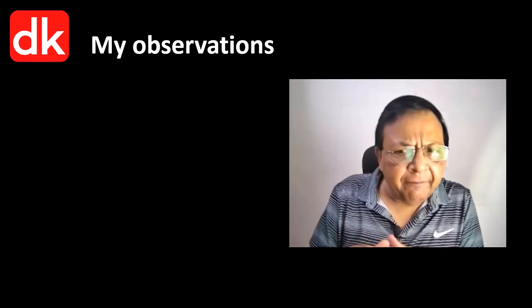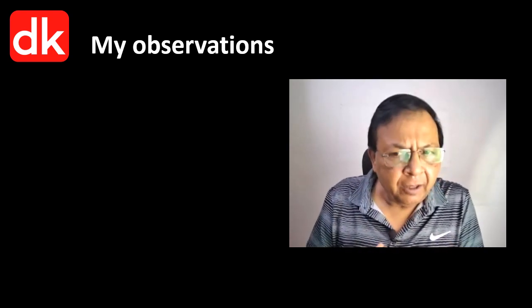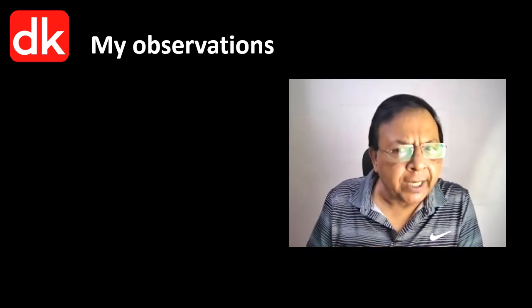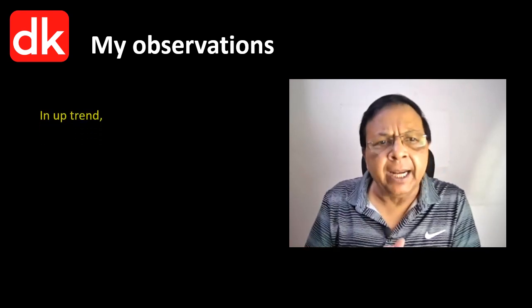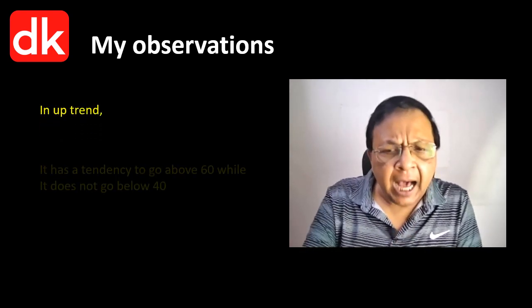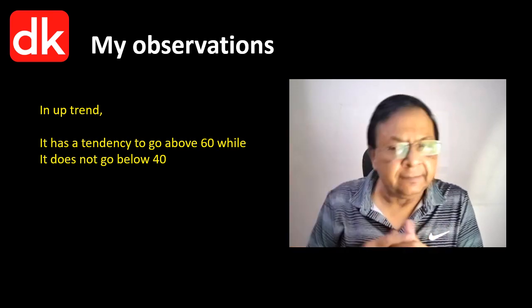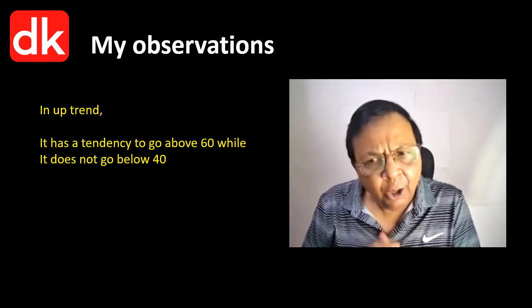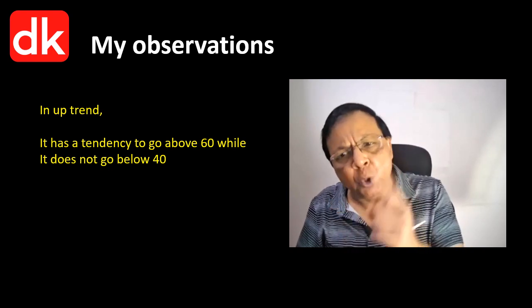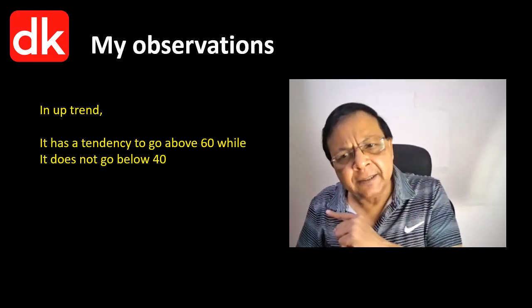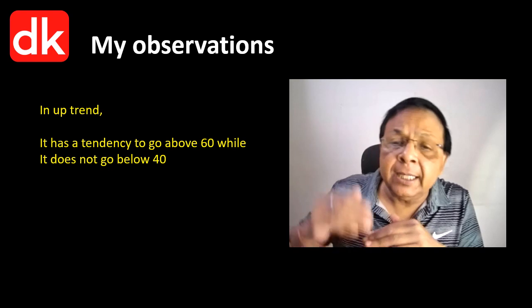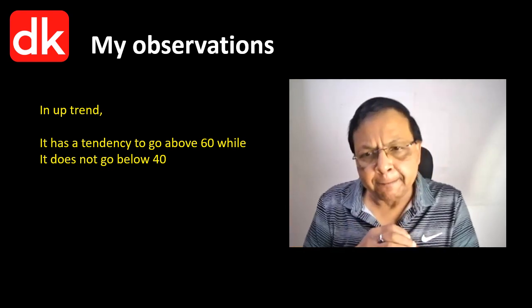When the market is trending, whether it is uptrending or downtrending, in an uptrending market you will find that RSI will have a tendency to go past value 60. Whereas whenever a correction takes place or market pullbacks, RSI normally doesn't go below 40.